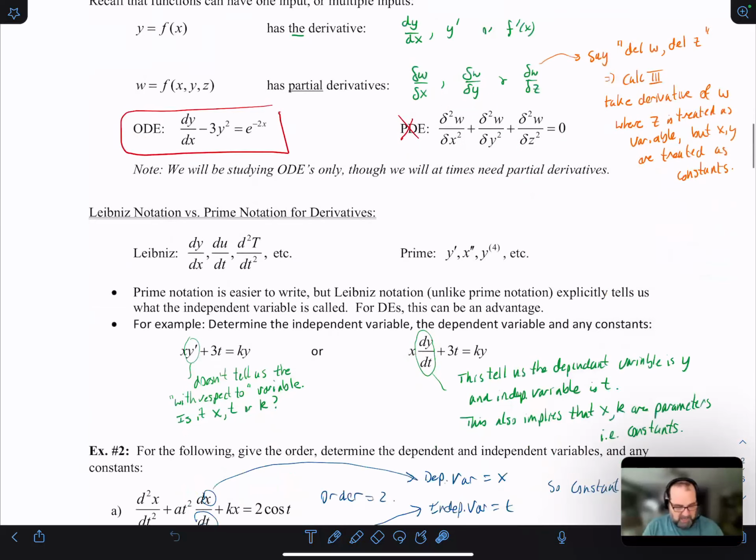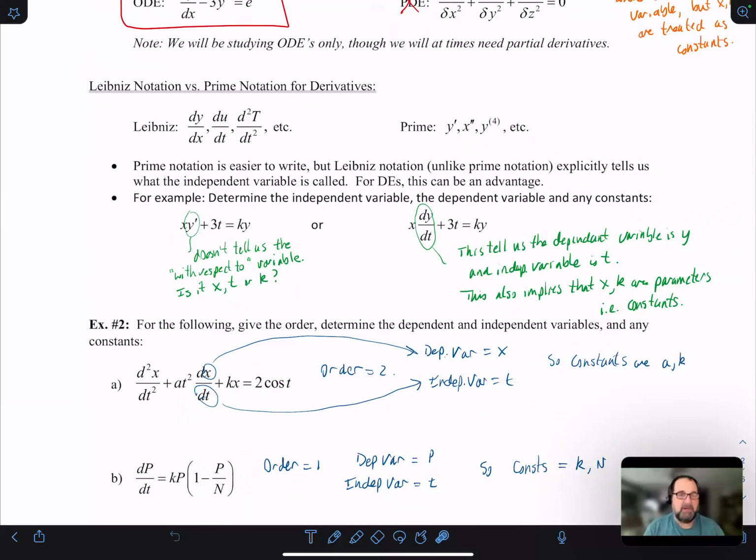All right, one more little distinction here. Again, I mentioned earlier the idea of using Leibniz notation versus prime notation for derivatives. So we're familiar with Leibniz, usually in Calc 1. Calc 1 students don't like Leibniz notation because it's kind of ugly and hard to write. Prime notation is, of course, much simpler to write. But for DEs, as I will demonstrate here below, the Leibniz notation does have some advantages.